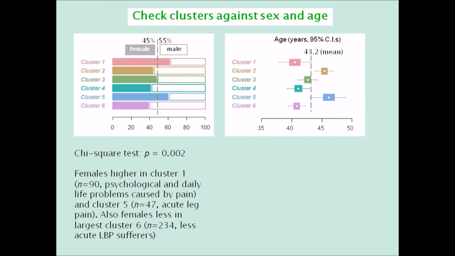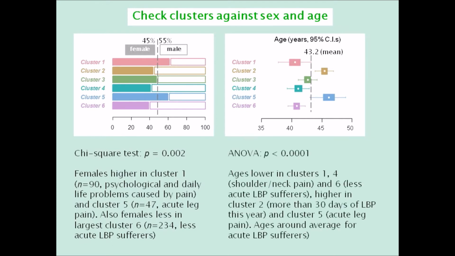The age distributions are also shown for each cluster. These are what I call confidence plots for the means. They are not box plots for the individual level data. The boxes here show 50% confidence intervals and the whiskers 95% confidence intervals. The differences are highly significant, with lower ages in cluster 1, cluster 4, those with shoulder or neck pain, and cluster 6, the less acute lower back pain sufferers.